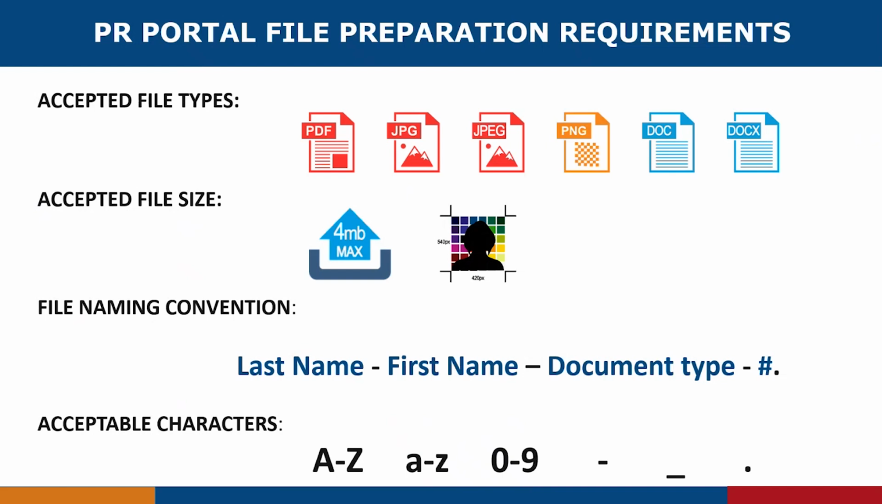So the allowable characters that can be used when typing your file name are upper and lowercase letters, numbers, dashes, underscores, or a dot. And particularly for francophones.